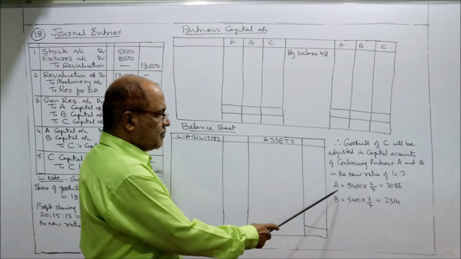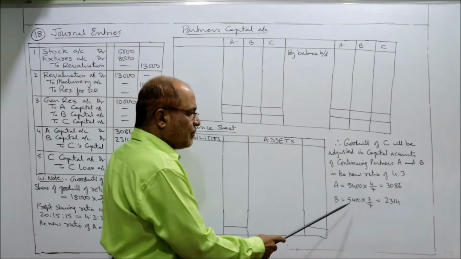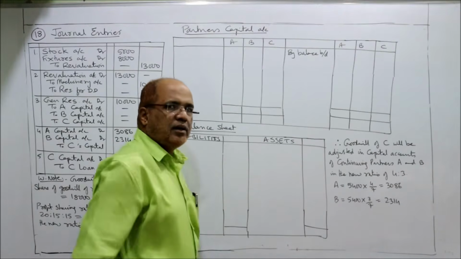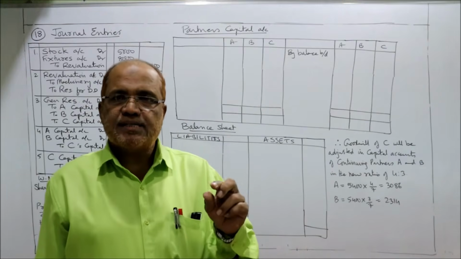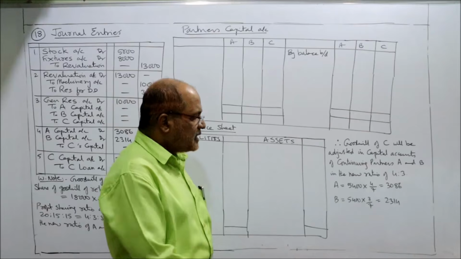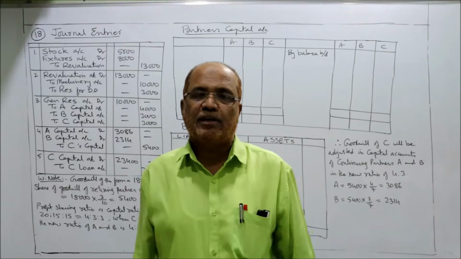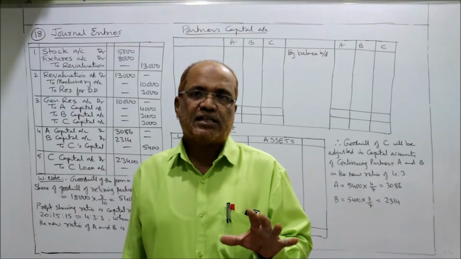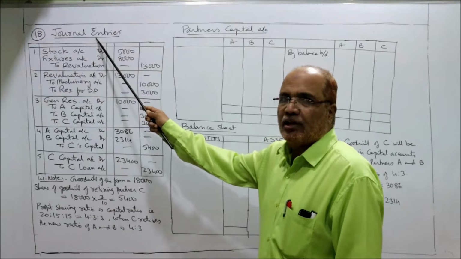That means A, 5,400 into 4 by 7, 3,086 and B, 5,400 into 3 by 7, 2,314. The entry for adjustment of this goodwill is A's capital account debit 3,086, B's capital account debit 2,314, to C's capital 5,400. In this way, we adjust the share of goodwill of the retiring partner. Now, first of all, we'll begin with journal entries.